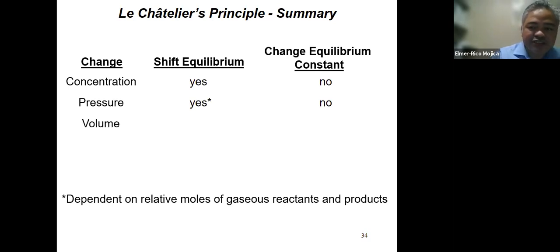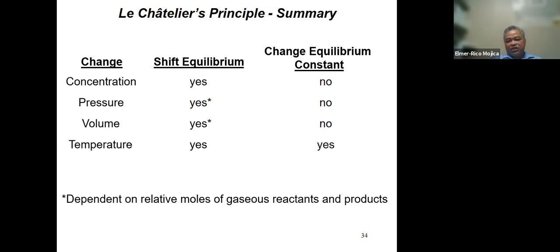It will not change the equilibrium constant. Volume will shift the equilibrium again depending on the relative moles of gaseous products and reactants. It will not change the equilibrium constant. Temperature will shift the equilibrium, and at the same time, it will change the equilibrium constant. You see that K decreases or K increases with an increase or decrease in temperature. So that's the effect of the temperature. Last, catalyst: it will not shift equilibrium and it will not change the equilibrium constant.